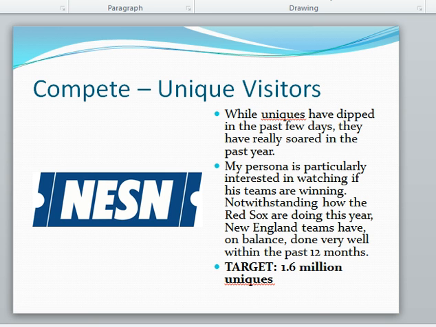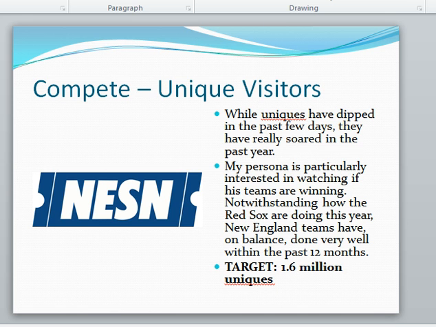And my persona is particularly interested in watching if his teams are winning. Like most sports fans, he's going to watch to the bitter end if his teams are winning, and he's going to be looking online to see how their stats are and whatnot, because he's looking for pictures that he wants to like and share and things like that. And I'm not just talking about my husband, I'm talking about your typical buyer persona here. Notwithstanding how the Red Sox happen to be doing this year, New England teams on balance have done rather well in the past 12 months.